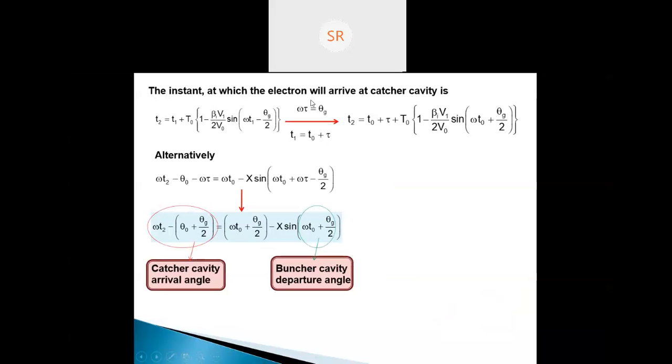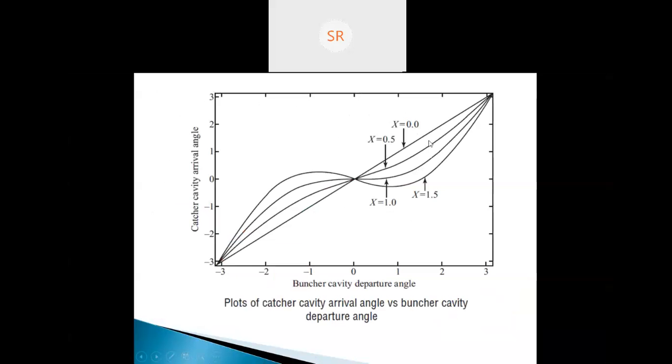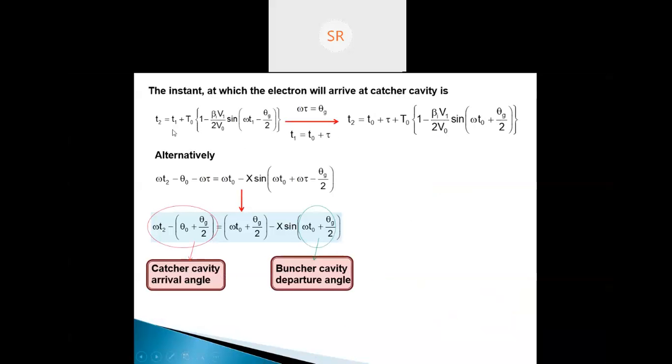And the instant at which the electron will arrive at the catcher cavity, the second cavity: when it arrives there, what happens? T2 is equal to what? T1 minus T1 plus T0 into 1 minus dy V1 by 2 is 0, sin of omega T1 minus theta g by 2. And that is nothing but what? If you solve it, omega T2 minus theta 0 plus theta g by 2.